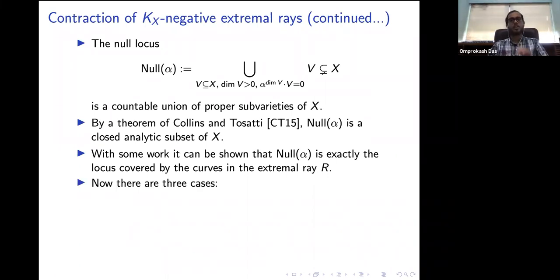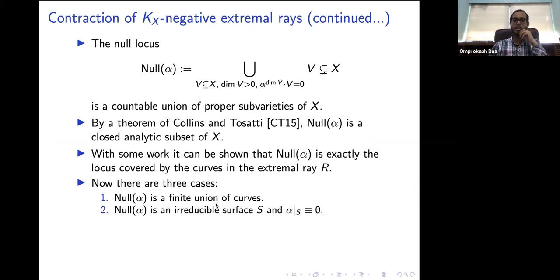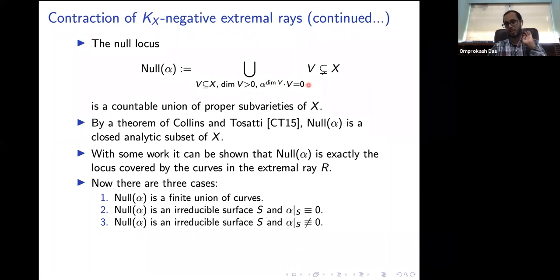So now there are three cases. The null locus of alpha is a finite union of curves, or it's an irreducible surface S so that alpha restricted to that surface is numerically trivial, or it's an irreducible surface but alpha restricted to S is not 0. These are the three cases. If it's a surface, then I know that alpha squared dot S is going to be 0. That does not necessarily mean that alpha restricted to S is 0. This is why there are two possibilities.